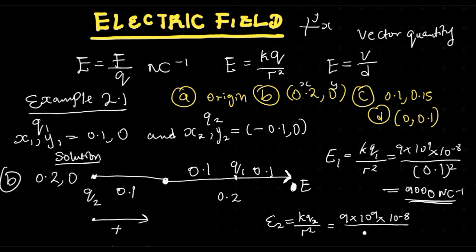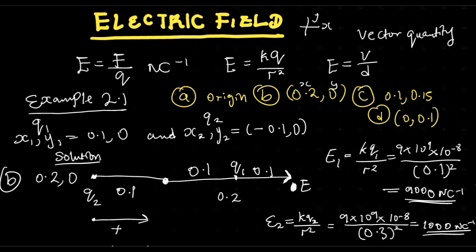So that's 0.3 r squared. What should we have here? We should have an answer like 1,000 Newton per coulomb. Somebody will ask, why are we not putting minus? The reason is because we are acting to the positive side, so we do not put minus. Are we getting it now?